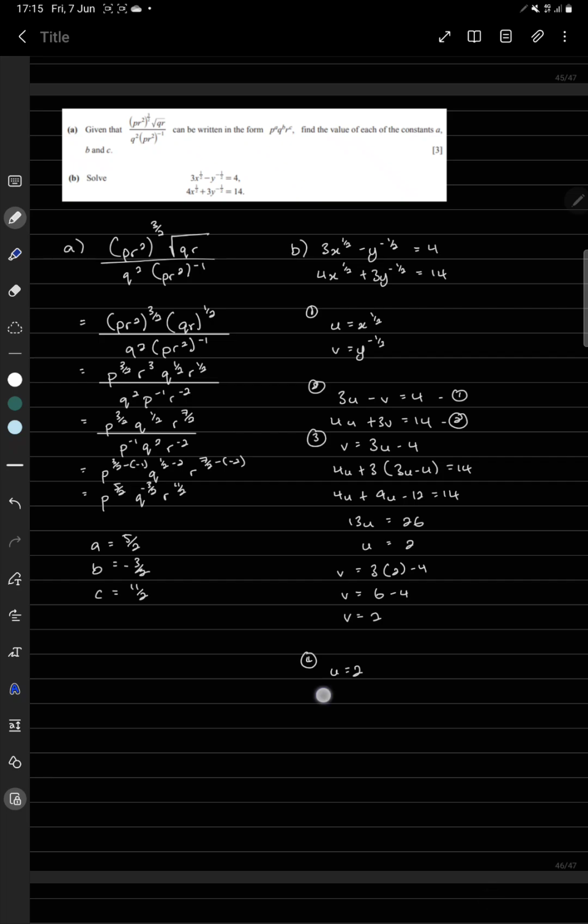Now u is actually x to the power of half. Okay, and now x to the power of half is actually square root, so when we bring the square root to the other side, it becomes square, so 2 squared. Therefore x is equal to 4. Next is v equals 2.